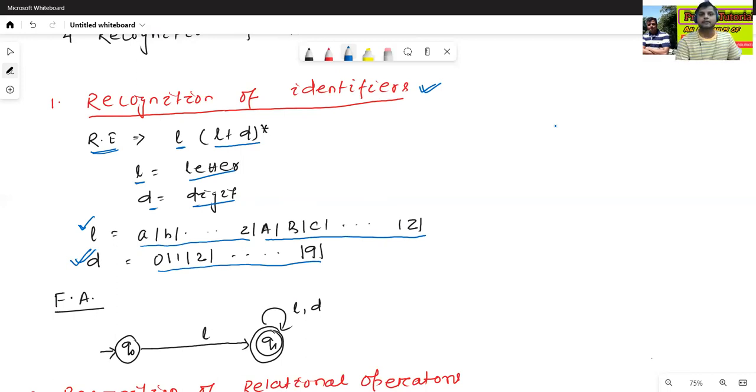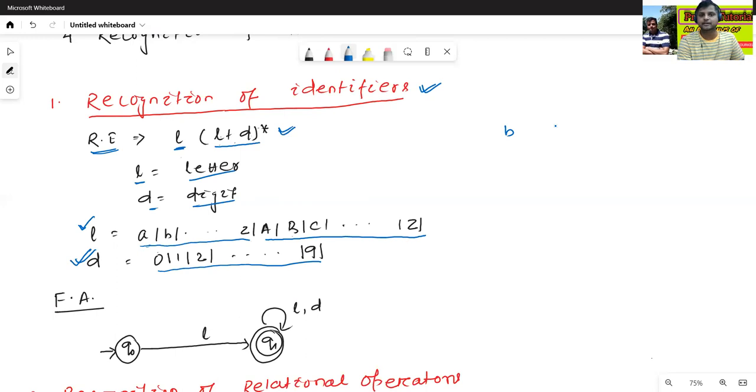So now we can also create some examples of identifier using this formula or this regular expression. Every identifier must start with a letter. L means letter. Suppose letter, I can select any one letter from this, means small a to small z and capital A to capital Z. For example, I'll just select B.